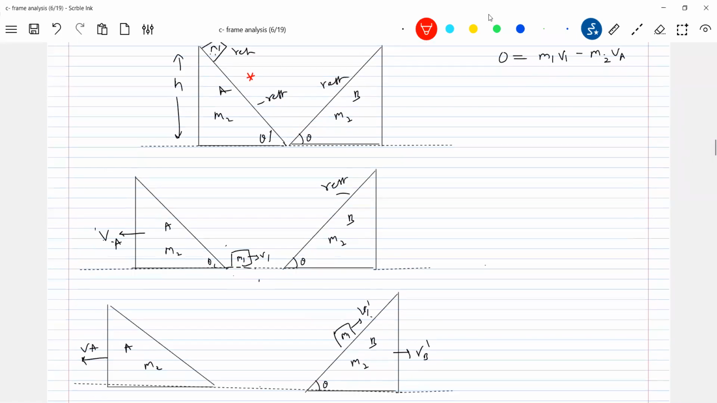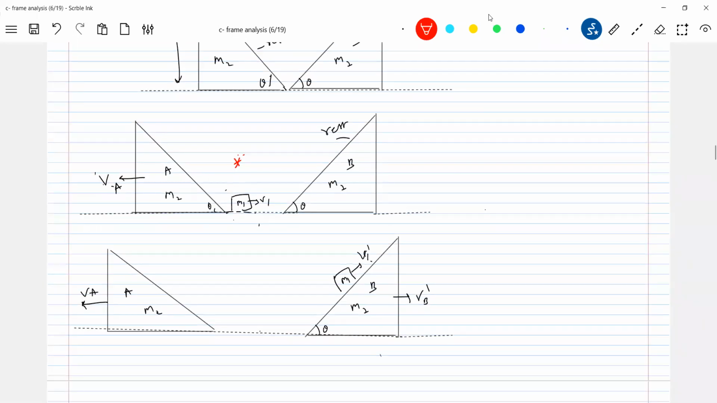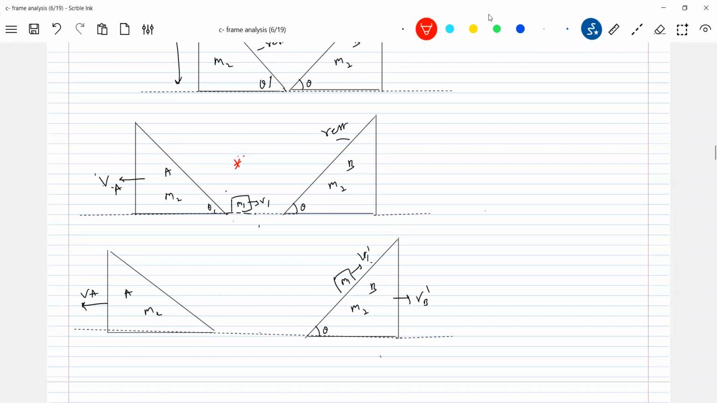Tell me what happened to the center of mass. It will not shift its position. It will be there only. But it will move, it will descend vertically down. So now where will it be? The center of mass will not change its horizontal position. Only what happens, it will have vertical displacement.